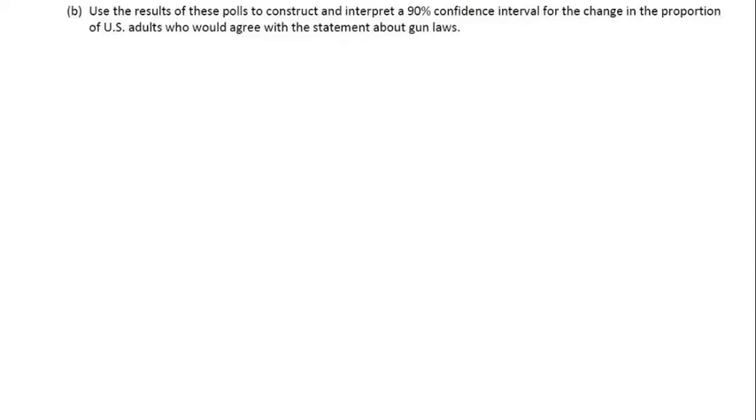Okay, so part B says use the results of these polls to construct and interpret a 90% confidence interval for the change in the proportion of U.S. adults who would agree with the statement about gun laws. Okay, so this is a 4-part grading rubric. We start with the state step.